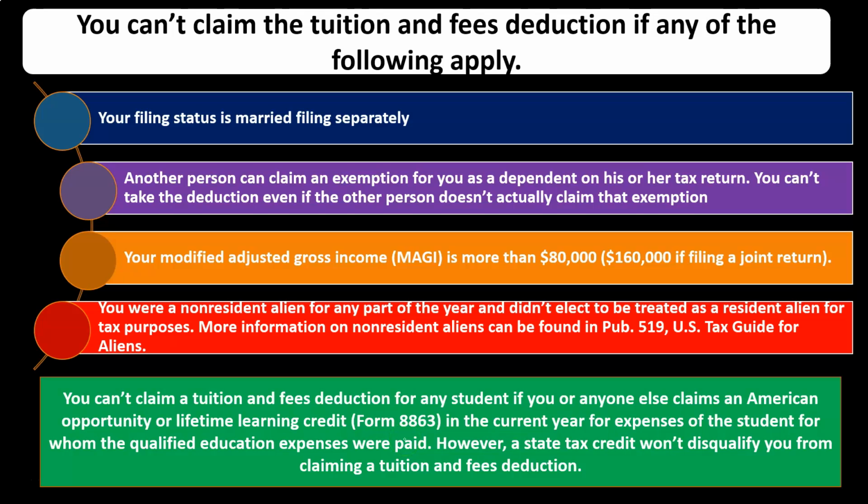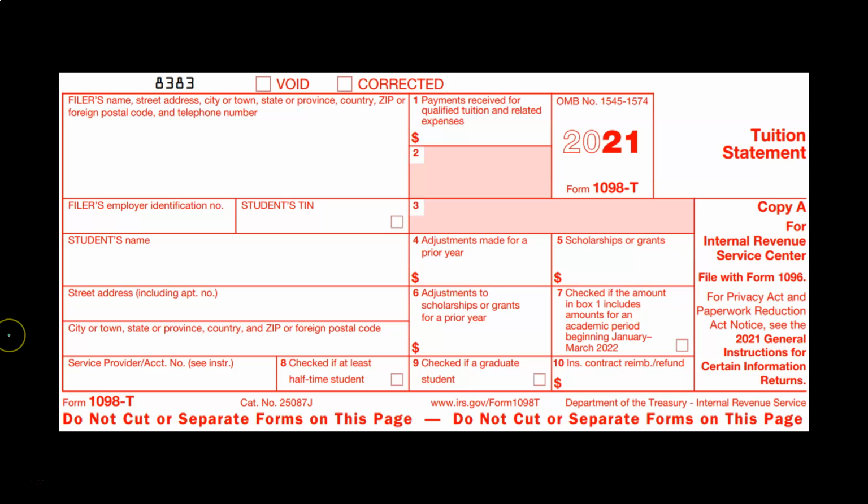And that's probably what most people will do, is claim that credit if it's applicable, and therefore they will no longer be able to take the deduction because you can't take both in the current year for expenses for students for whom the qualified education expenses were paid. However, a state tax credit won't disqualify you from claiming a tuition and fees deduction. So if it's a state tax credit, then that will not be the disqualification. We're talking about these two credits being federal credits.